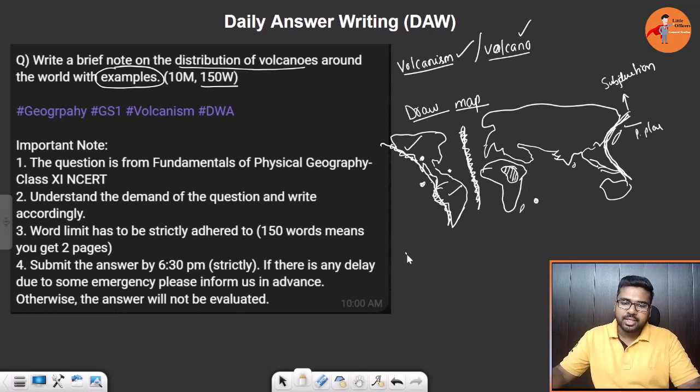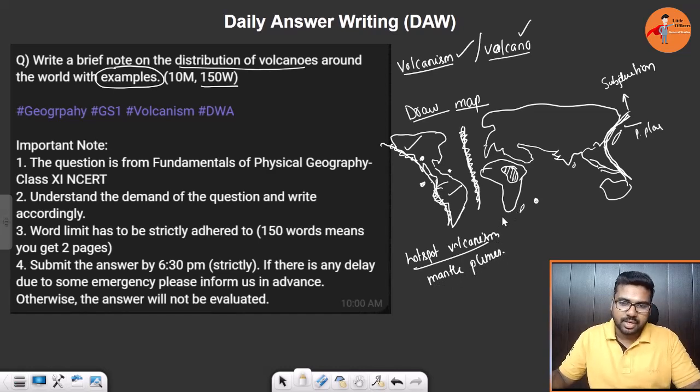And what is the reason behind this? This is hotspot volcanism or mantle plume. So mantle plumes are the reasons behind it. You mention them and you give some of the examples like Hawaii and Saint Helena, Reunion Islands. These are some of the examples. And for regular volcanoes, you can give Krakatoa, you can give let's say Mount Etna in Sicily Island here. The Mediterranean is also another region of highly seismic activity and volcanism.